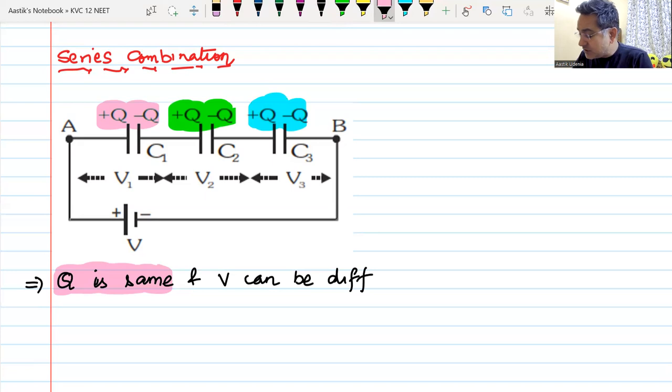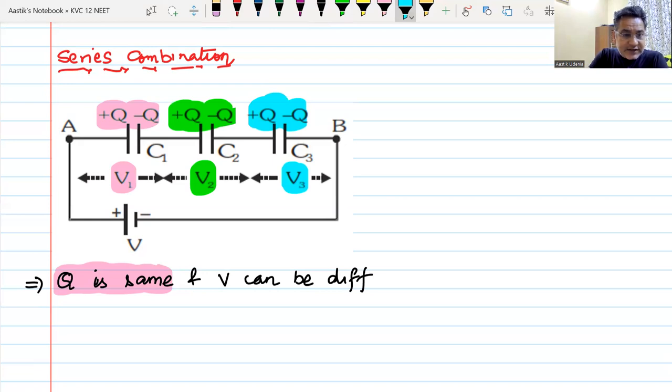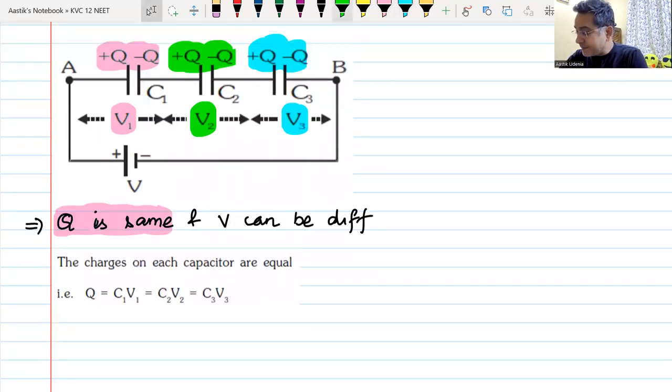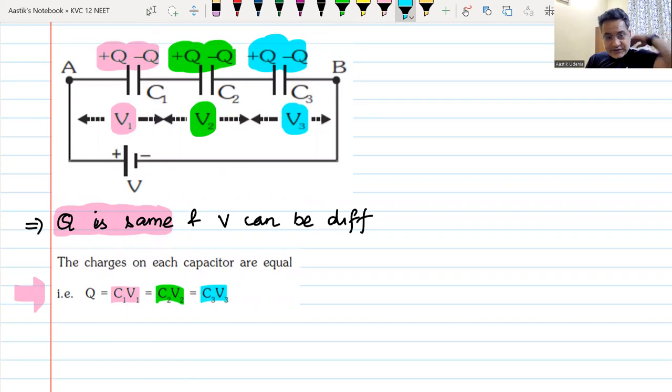As you can see, the charge is the same, but the potential difference across each capacitor is different. Potential difference is different, but the charge is the same. We call such a combination the series combination. The charge Q is the same, and we can write Q equal to C1 into V1, or equal to C2 into V2, or equal to C3 into V3. Do we understand what we have written here? Yes or no?